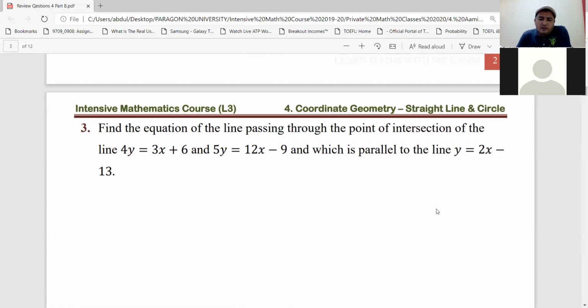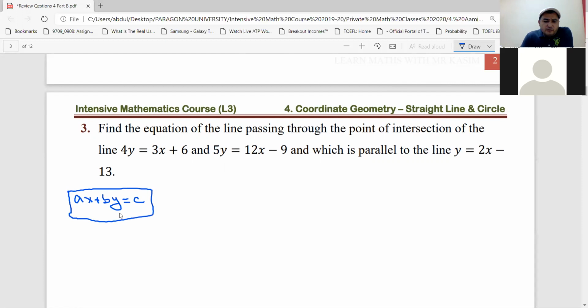So find the equation of the line passing through the points of intersection of the line and this, and which is parallel to the line. Okay, it's all about actually having knowledge about this stuff, right? Find the equation of the line. Immediately, when you say find the equation of the line, what comes to our mind is we are going to write something like this, right? Ax plus by is equal to c, or sometimes they write c on the left hand side, plus c equals 0. That is the equation of the straight line. That is what we have to write.